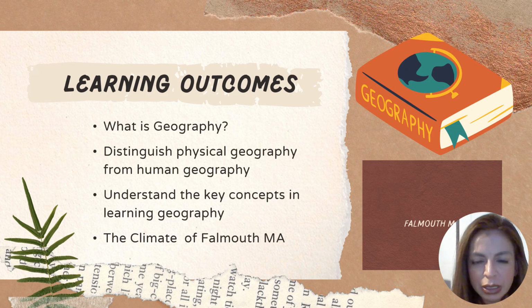To start, these are the learning outcomes. What is geography? Distinguish physical geography from human geography. Understand the key concepts in learning geography. The climate in Falmouth, Massachusetts.